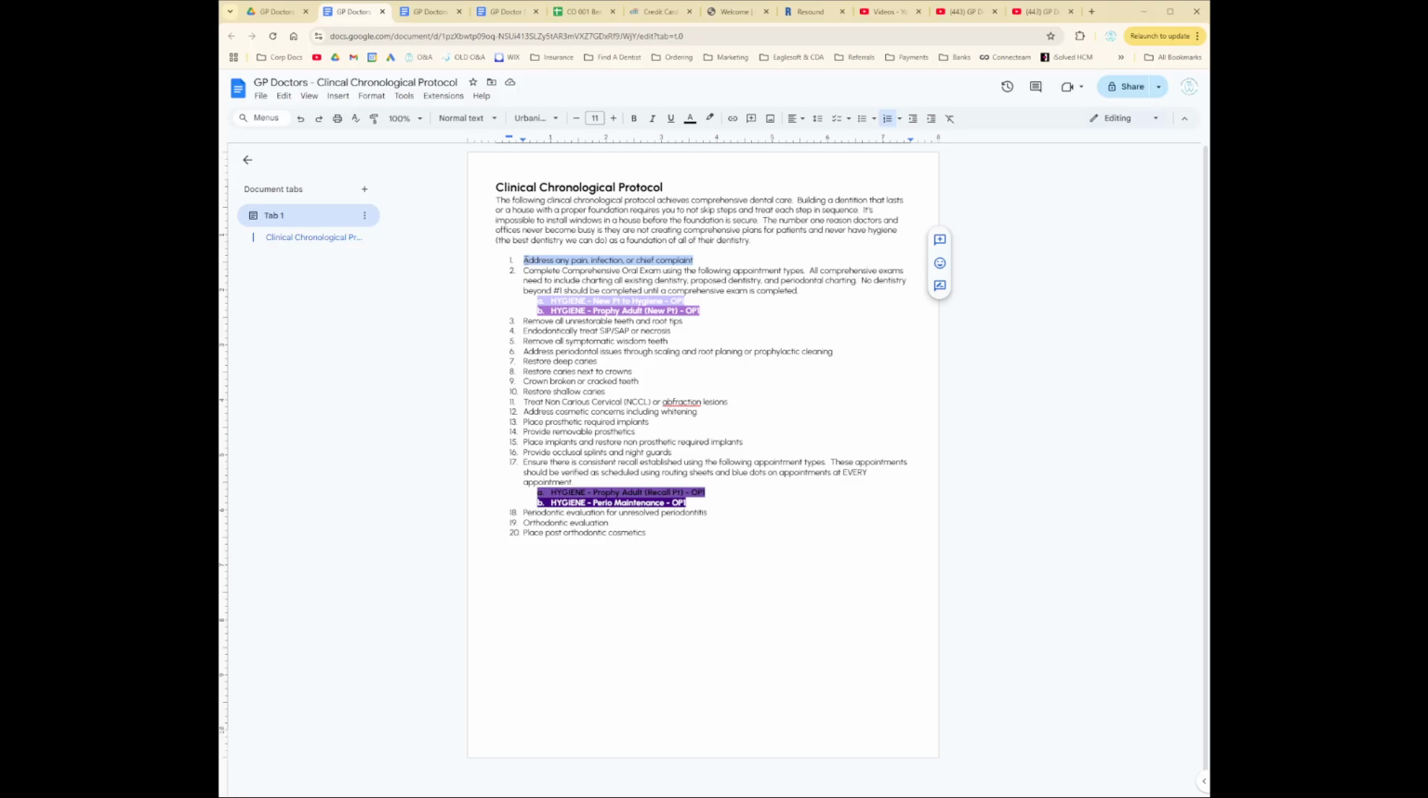So again, make sure that we address any chief complaint, then really emphasize the comprehensive oral exam. If you've done the root canal, the next thing should be the comprehensive oral exam. If you've done a localized SRP to try to get them out of pain, the next thing should be the comprehensive oral exam. Okay? So after we've done the comprehensive oral exam, obviously we want to remove all unrestorable teeth and root tips.